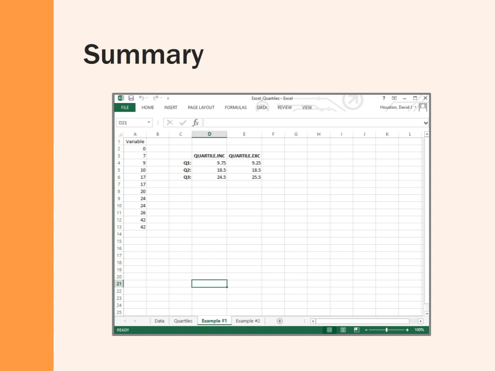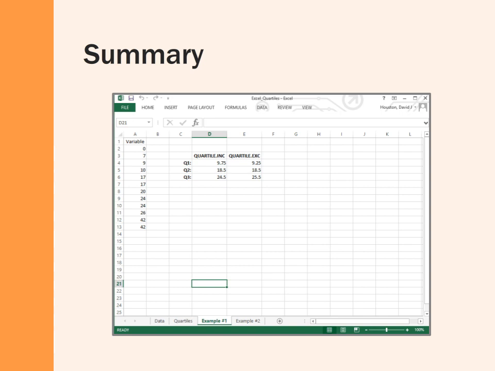is higher than the Quartile.EXC and a value for the third quartile that is lower than the value returned by the Quartile.EXC function. So you always then will find that if there's a difference between the first and third quartile generated by these two functions in Excel, the Quartile.INC will generate a smaller difference or a smaller interquartile range than will the Quartile.EXC. Now the question then is, which one should we report?